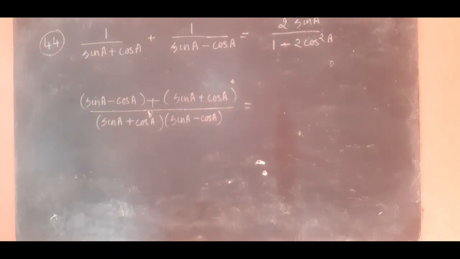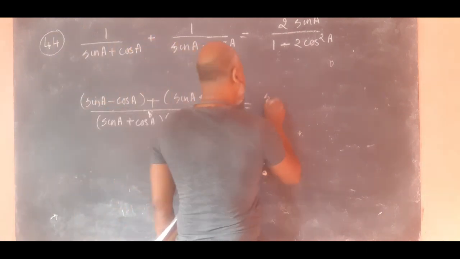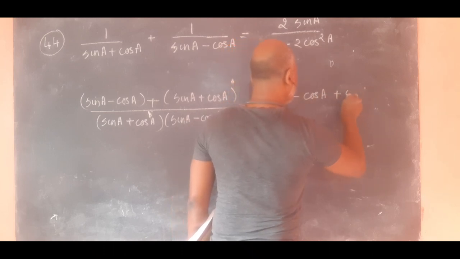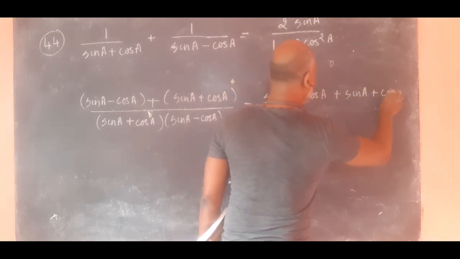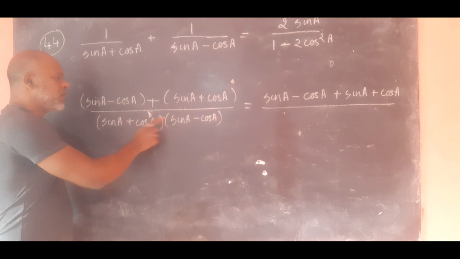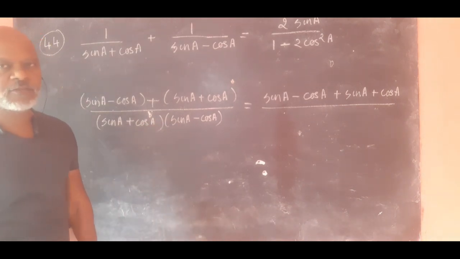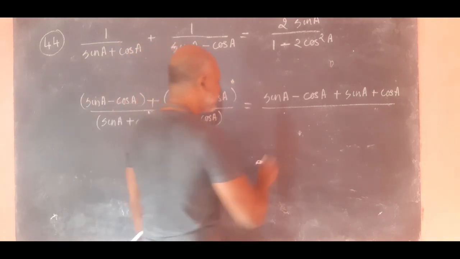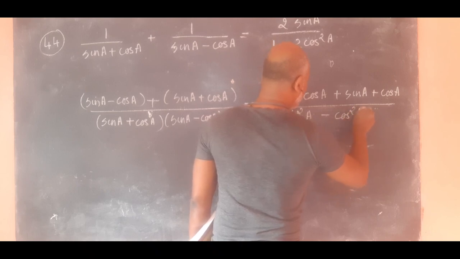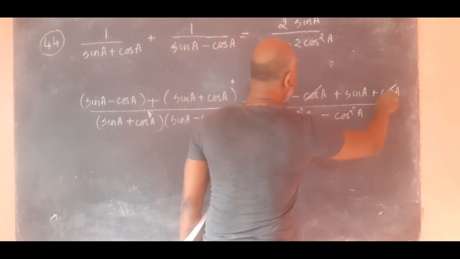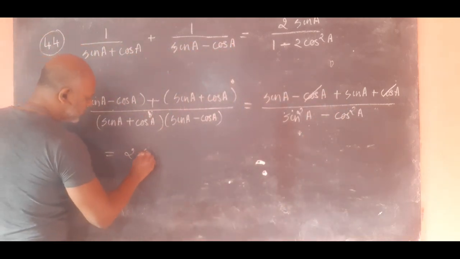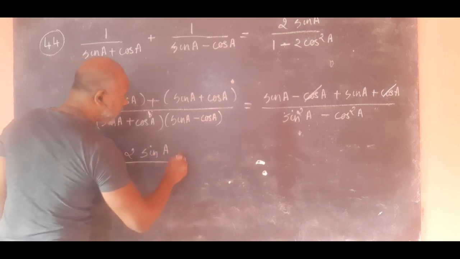So numerator, if you open the bracket, we have sin A minus cos A plus sin A plus cos A, whole divided by, now this is (sin A plus cos A) into (sin A minus cos A), that is of the form a square minus b square. So now we can write sin square A minus cos square A. Now plus cos A minus cos A cancel, sin A plus sin A is 2 sin A, so 2 sin A divided by sin square A minus cos square A.